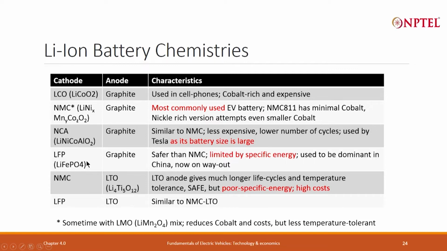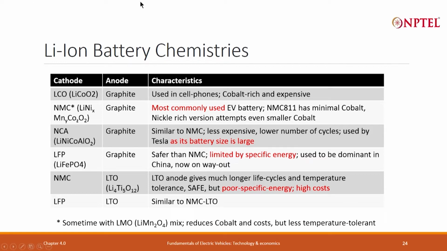There is one other battery called LFP. LFP cathode, anode is graphite. All these had a graphite anode. It is a battery which is safer than NMC. It was a Chinese, I do not know if it was a Chinese invention, but China dominated LFP and for a long time said this is the battery that we must use.